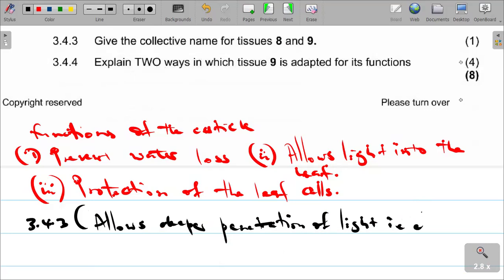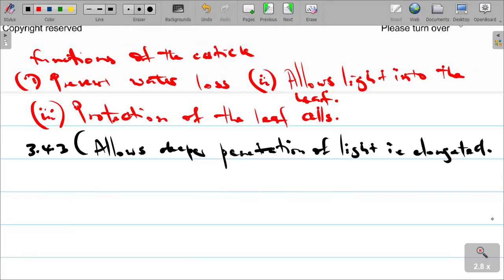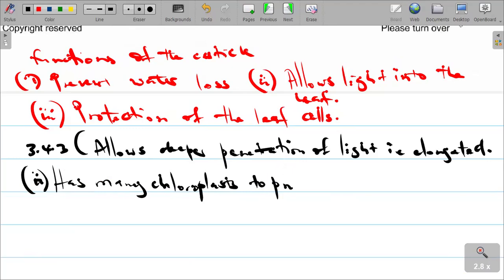It is elongated, because of its elongation, deeper penetration of light can also be achieved. It also has many chloroplasts, which of course allows absorption of sunlight. Many chloroplasts allow for photosynthesis.